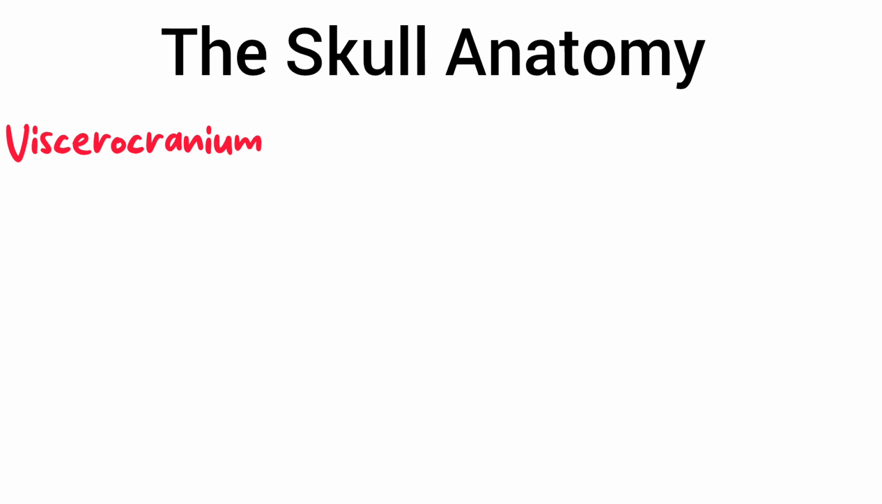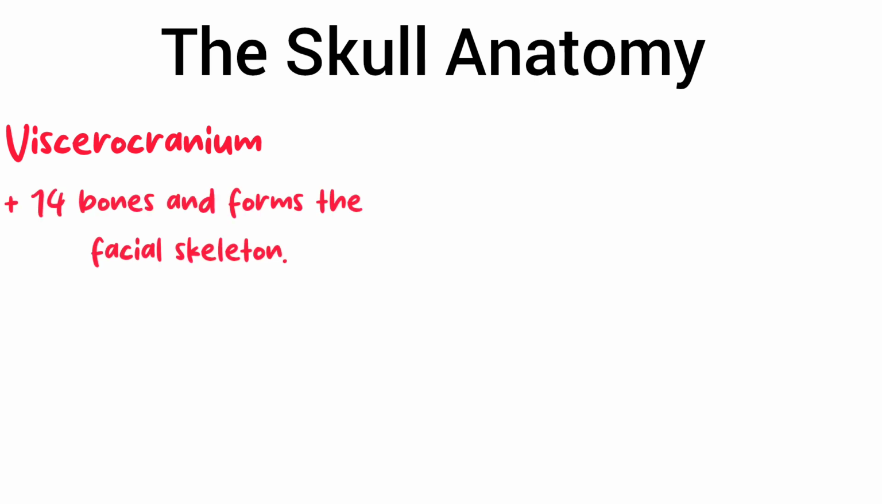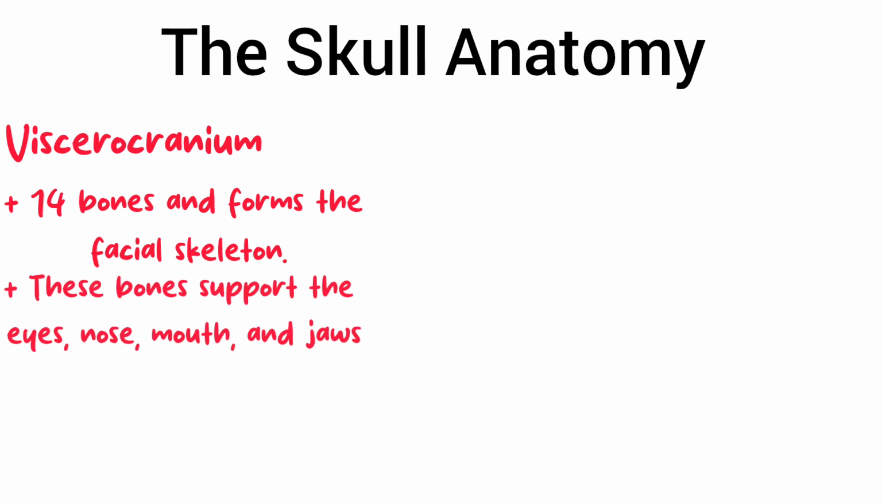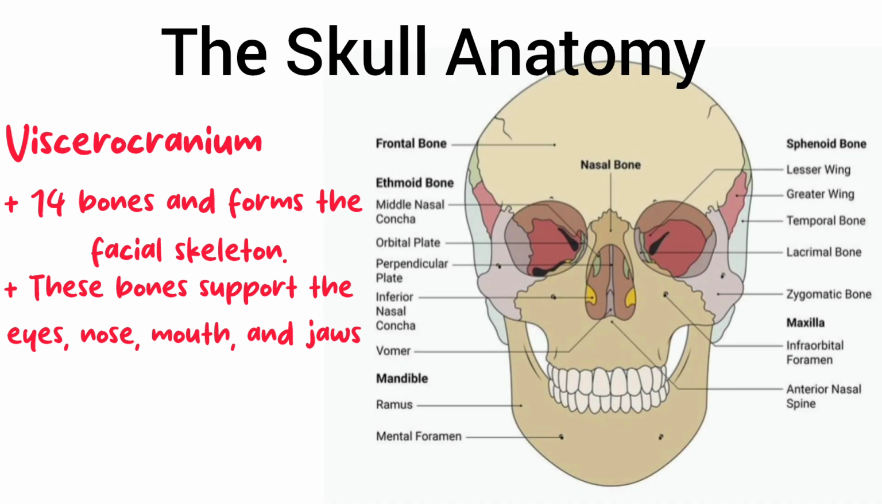The viscerocranium is made up of 14 bones and forms the facial skeleton. These bones support the eyes, nose, mouth, and jaws. Maxillae are paired bones that form the upper jaw and part of the hard palate, nasal cavity, and orbits. They contain the maxillary sinuses and alveolar processes for the upper teeth. Zygomatic bones are paired bones that form the cheekbones and contribute to the lateral walls of the orbits. Nasal bones are also paired small bones forming the bridge of the nose.